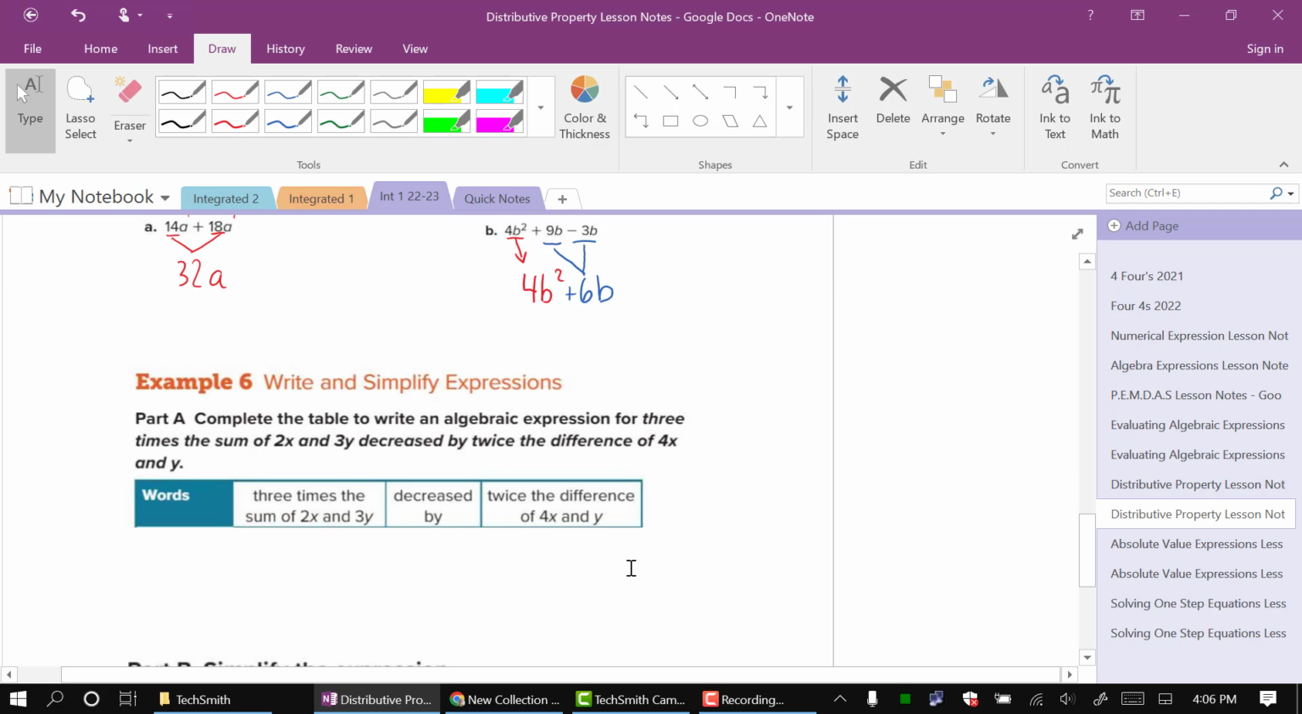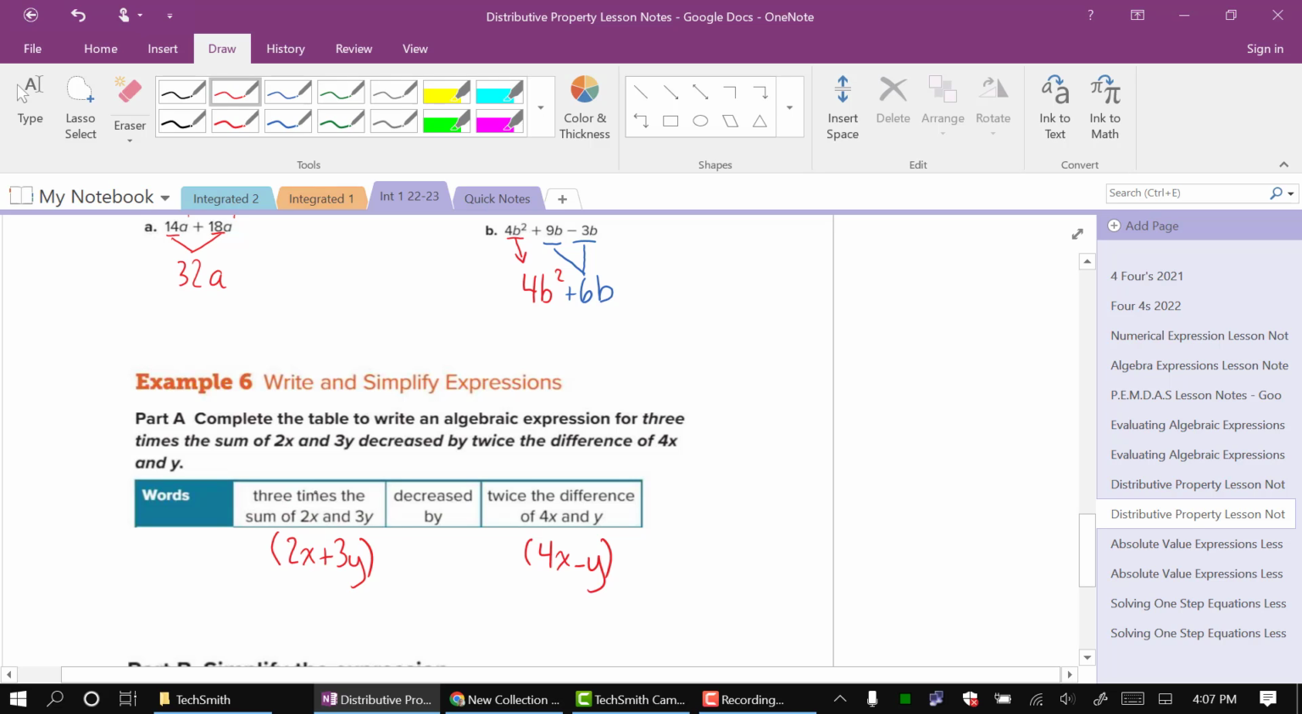So we want to complete the table to write an algebraic expression for 3 times the sum of 2x and 3y, decreased by twice the difference of 4x and y. So we have sum of and we have difference of. So we're going to be summing two things together here, and we're going to be subtracting two things here. So what we're going to add together here is 2x plus 3y. And what we're going to be subtracting over here is 4x minus y.